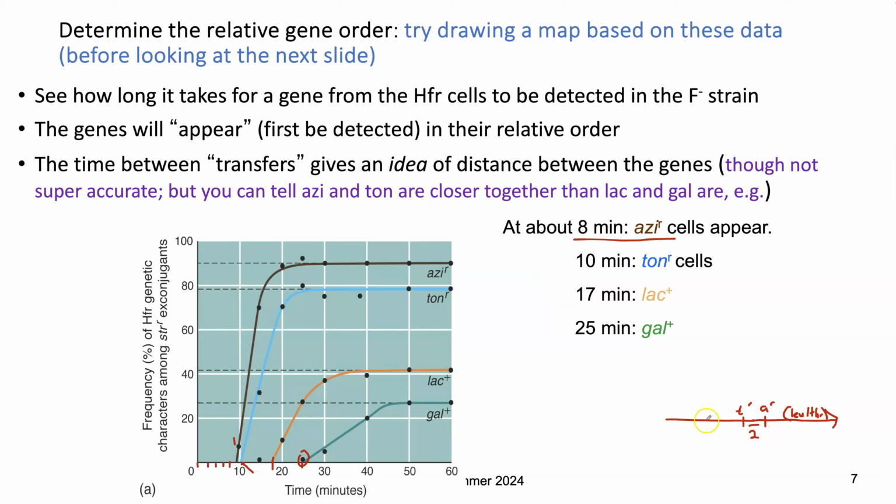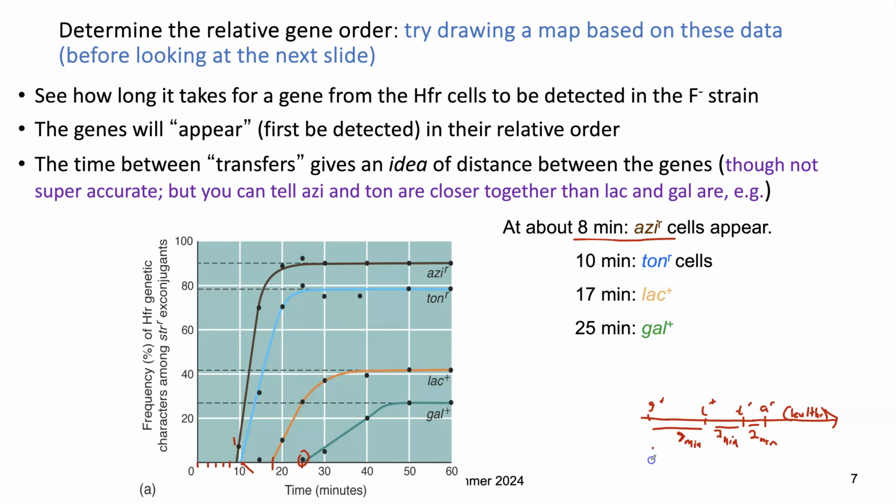And then the Lac plus is a little further along, and that was 7 minutes later, right? And then Gal plus about 8 minutes later. And so notice the units are minutes, not map units, and they don't really correspond, because the rate of transfer isn't necessarily 100% consistent all the time. It could slow down a little bit and speed up a little bit.